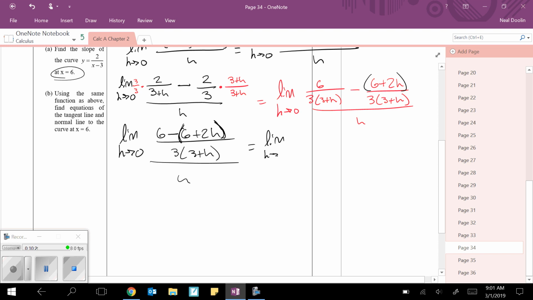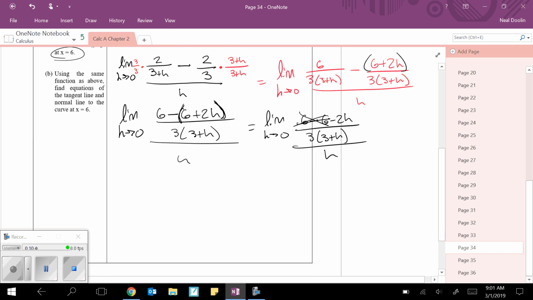So that'd be 6 minus 2h over 3 plus h. And then we still have that pesky divided by h at the bottom. Well, okay, 6 minus 6, that's 0. And then, hopefully we're almost done here, right? I'm running out of room. So we have negative 2h. Still have that denominator that we didn't multiply out.